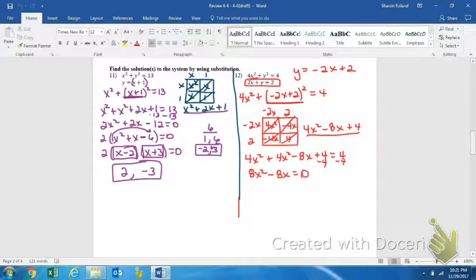Anytime you have two terms, you're going to just try to factor it right there. And that, I can factor an 8x out, and you're left with x minus 1 equals 0. You have two terms, 8x equals 0, or x minus 1 equals 0. So x is going to equal 0, and x minus 1 becomes 1. These are your two solutions.